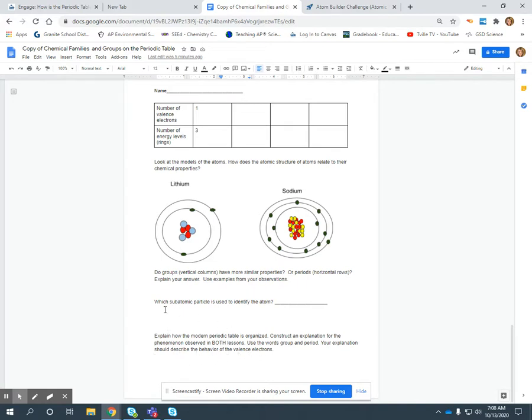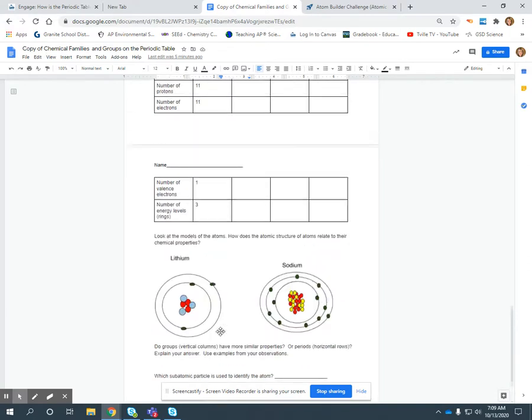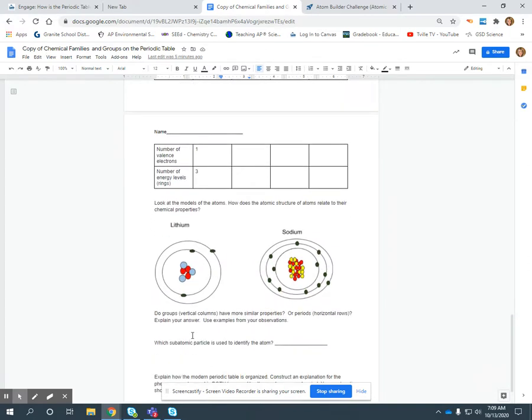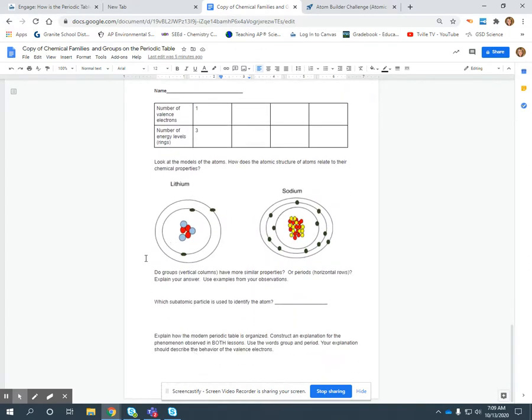So think about what you learned in this example and think about how properties are grouped, how they're similar. What is it in the atom that's responsible for these properties? Okay, think about what's similar, the vertical columns or the horizontal rows. Okay, so make sure you answer 1, 2, 3, 4, all of these questions at the bottom.